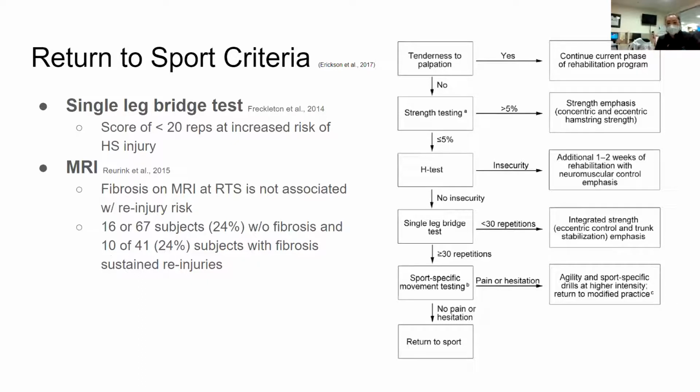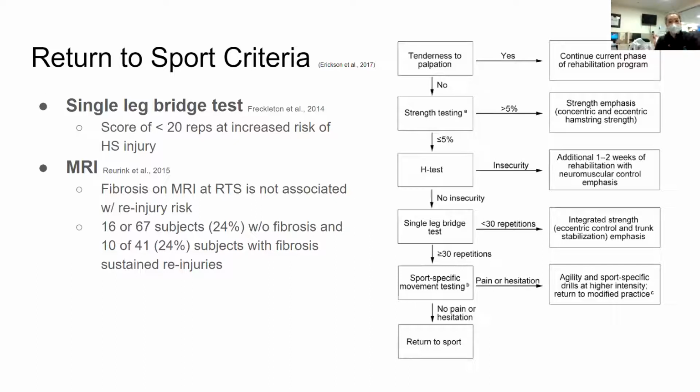And then the last thing I wanted to mention was the MRI studies and how they are not as good at predicting whether someone is more likely to re-injure. They did a study, Runick and all, found that 24% of subjects had fibrosis on their MRI and had a re-injury, and then also 24% had no fibrosis and also sustained an injury. So any sort of signs of healing or still some injury at that hamstring didn't necessarily predict if they were still going to re-injure that hamstring.